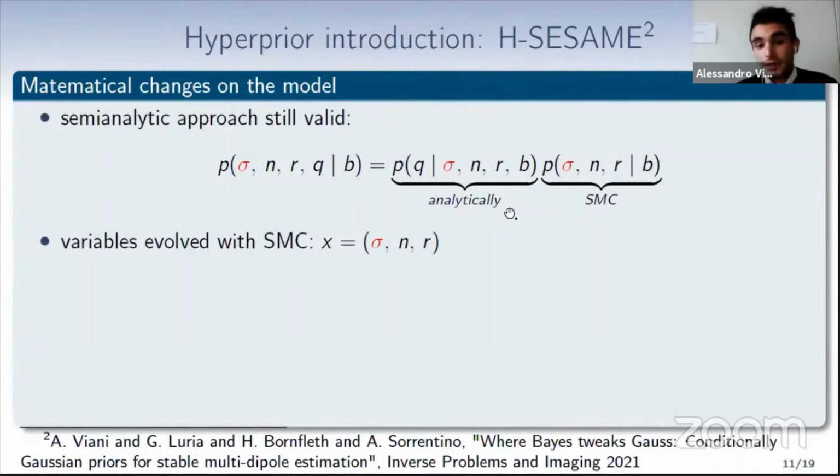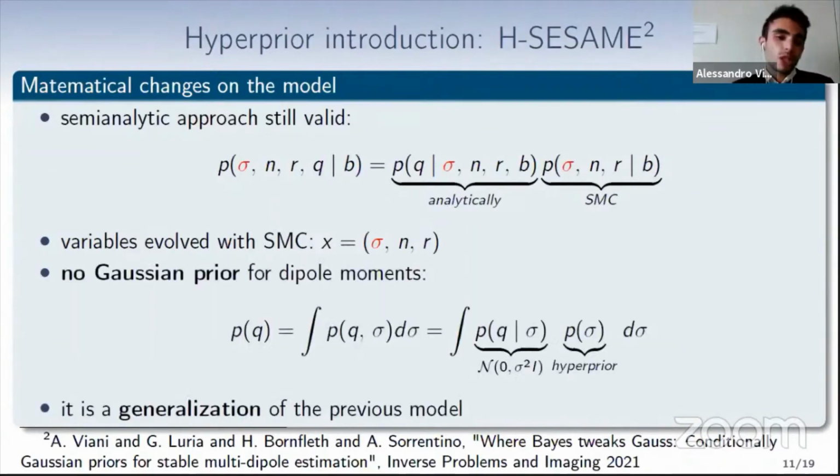At the same time, we said before that the Gaussian prior was inaccurate for our model. With the introduction of the hyperprior, we can use a non-Gaussian prior and at the same time use the semi-analytic approximation. So this is nothing but a generalization of the previous model.